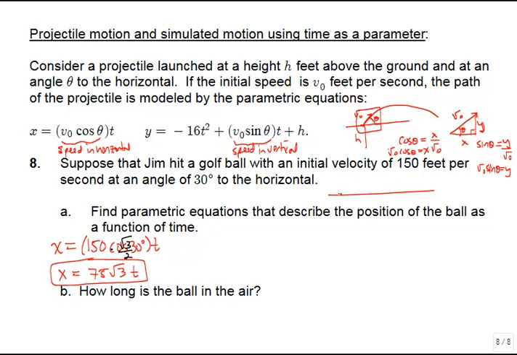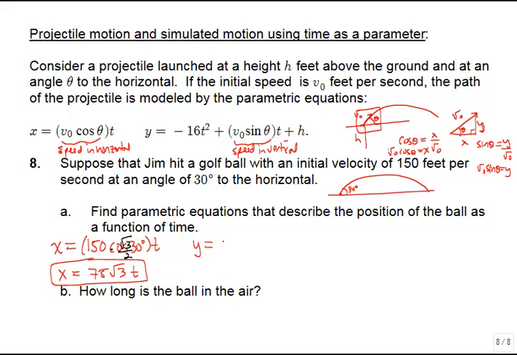So it's leaving the ground, flying through the air, and eventually is going to hit the ground again. And this is that 30-degree angle. So we're talking about how much the ball travels horizontally with this formula right here. Now how much does the ball travel vertically? That's this other parametric equation, the one for y.